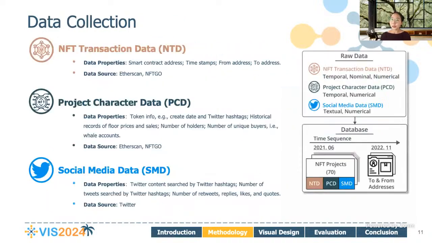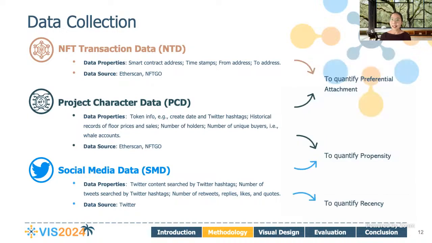Still informed by the formative study, we sampled 17 NFT projects that have been ranked as top tier on OpenSea from June 1 to November 2022 from 3 sources. That is, Etherscan for detailed transaction records, NFT Go for project metrics like floor price and sales volume, and X, formerly Twitter, for social media interactions. This dataset enables us to quantify the 3 core mechanisms driving substitution within the NFT marketplaces.